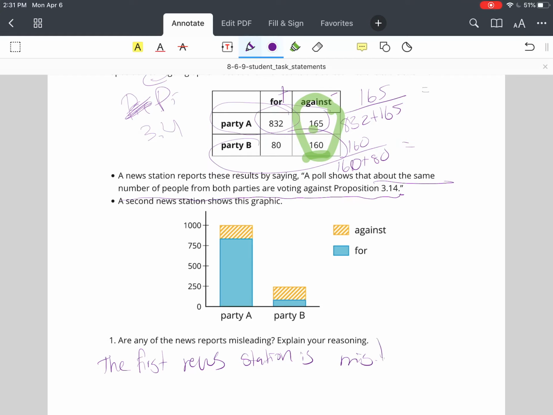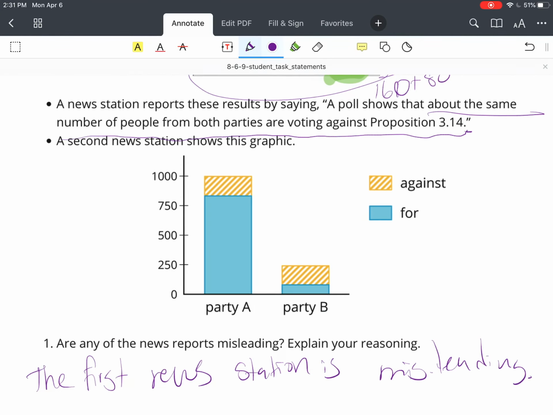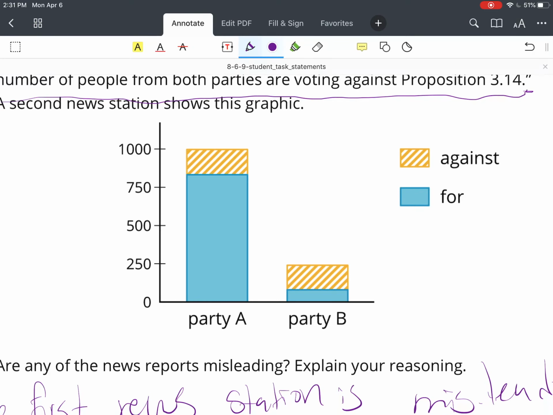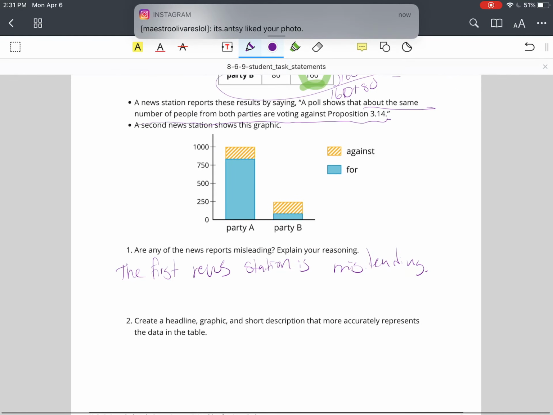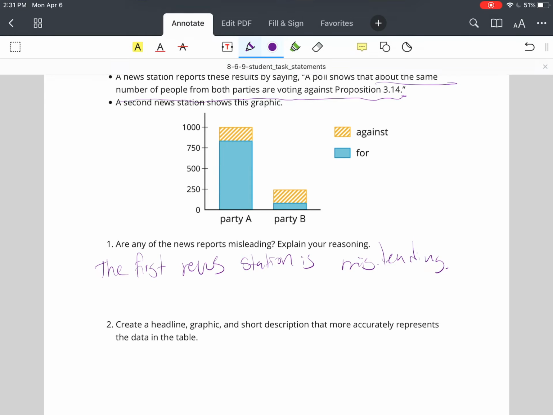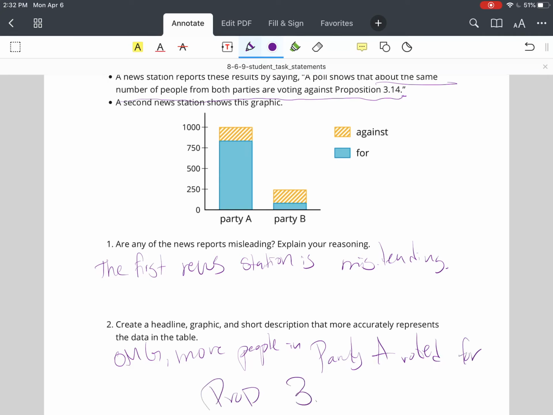The first news station is misleading. A second news station shows the graphic. Is this misleading? If you take a look at this, what would you say? Oh my God, there's a lot of people in Party A, right? Create a headline graphic and short description that more accurately represents the data in the table. Oh my God, more people in Party A voted for Proposition 3.14.